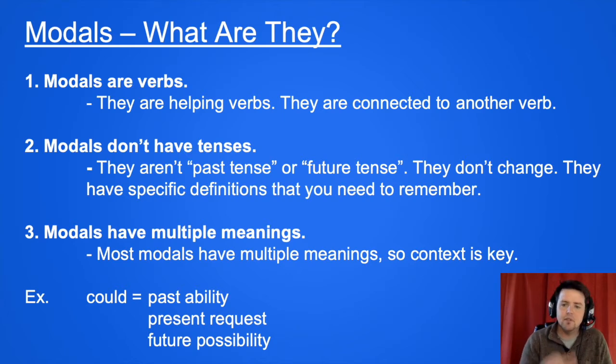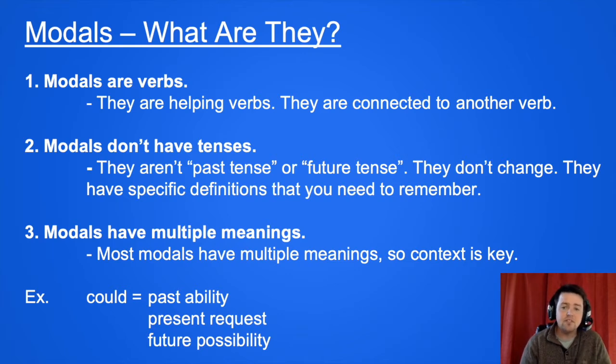Now, what are they? Three key ideas. Number one, modals are verbs. So if somebody asks, what is this? It is a verb. But they are helping verbs. They must be connected to another verb. They cannot be alone. Number two, modals don't have tenses. So you can't say that a modal is a past tense verb or a future tense verb. It's not. And they don't change. They don't conjugate in the past tense or in the present tense or in the future tense.